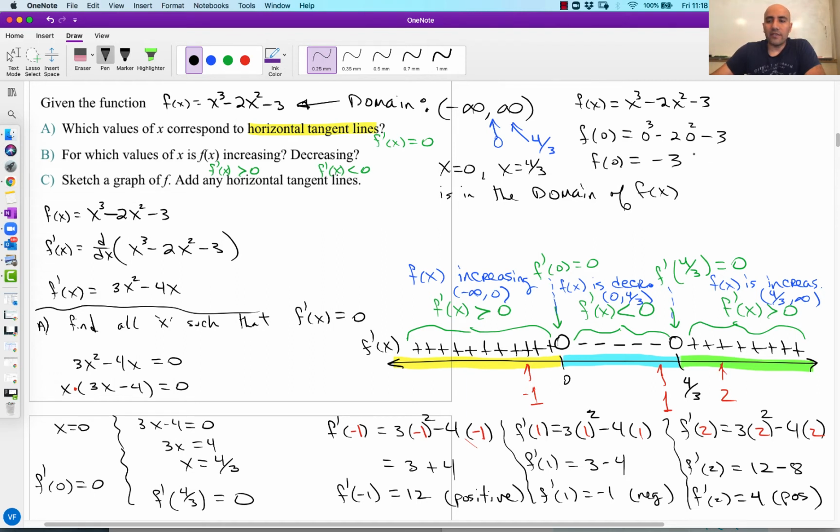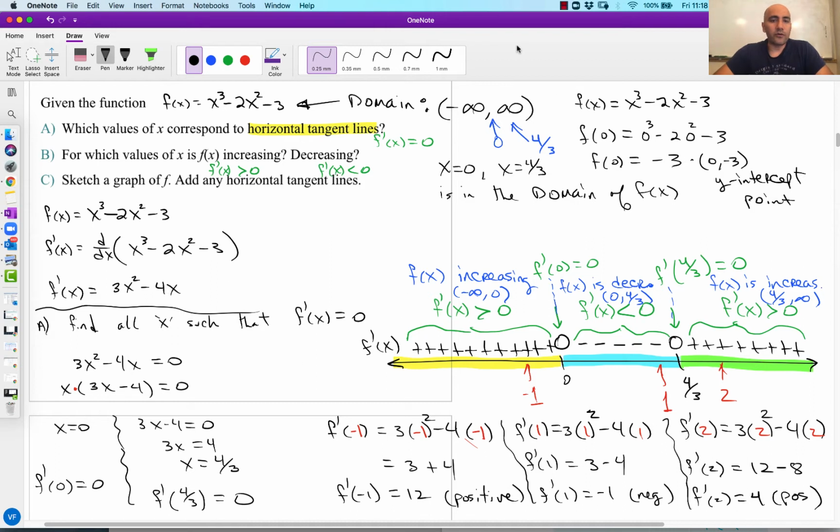Okay, so we have the y-intercept point. And to find the x-intercept points, we'd have to set this equal to 0 and factor, which isn't going to be very pretty. So let's not worry about that right now. And let's take a look at the graph and confirm that the things we discovered make sense.